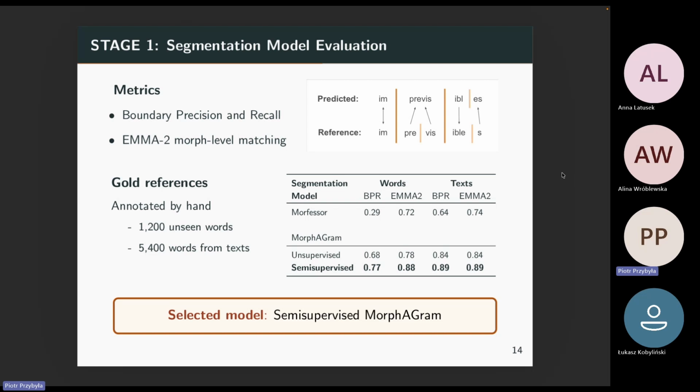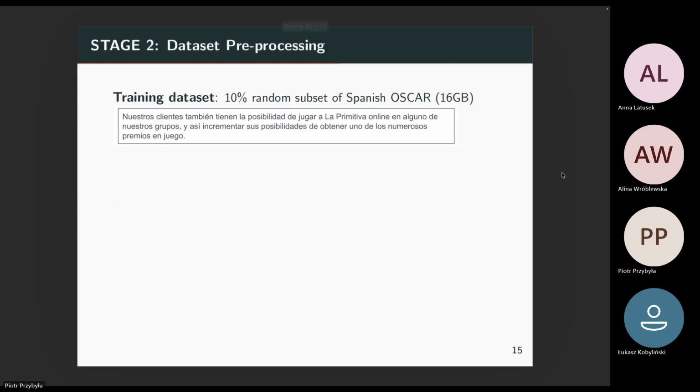77, 88. Oh, the other measure is not looking at the boundaries, but it's looking at morphs. So these are the morphs, and then it's looking whether the morph from the input is represented in there, right? Okay, so based on that, we just select the semi-supervised morphogram for the next stage. Okay, and that's what we do.